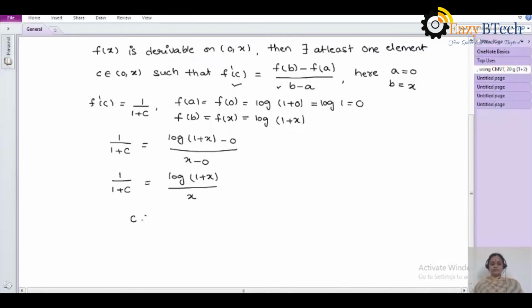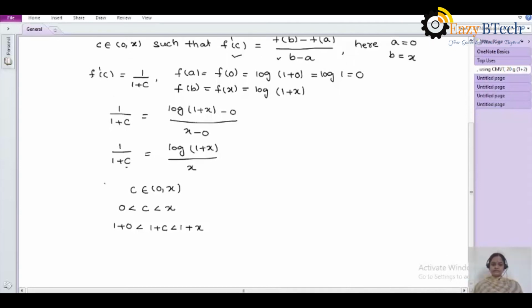So we know that c belongs to the interval 0 comma x. It is the main condition here. Then 0 is less than c, which is less than x. Adding 1, we get 1 plus 0 less than 1 plus c less than 1 plus x. Next, taking reciprocals, the inequality symbols change, less than becomes greater than: 1 by 1 plus c is greater than 1 by 1 plus x.